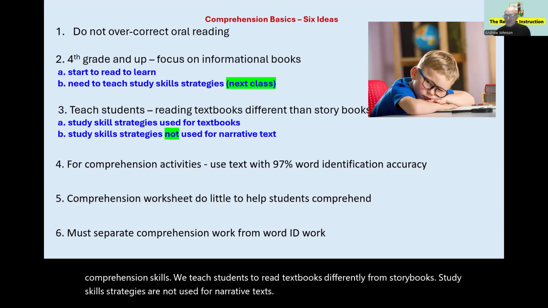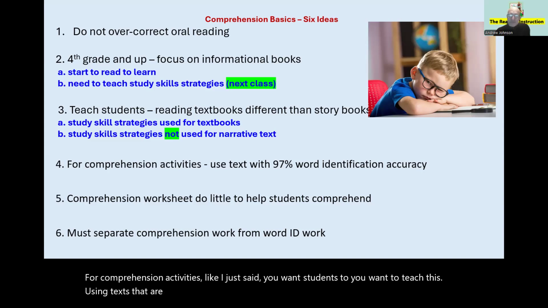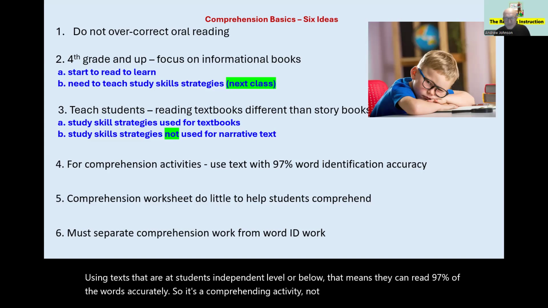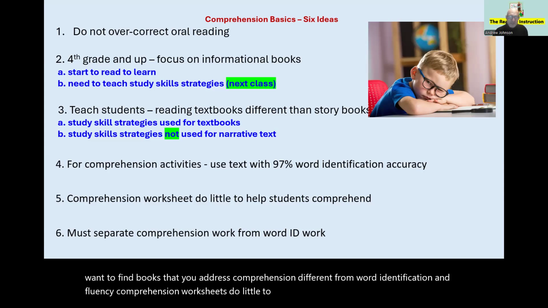For comprehension activities, like I just said, you want to teach this using texts that are at students' independent level or below. That means they can read 97% of the words accurately. So it's a comprehending activity, not a word recognition activity. So you want to find books so that you address comprehension differently from word identification and fluency. Comprehension worksheets do little to help students comprehend, and you must separate comprehension work from word recognition.